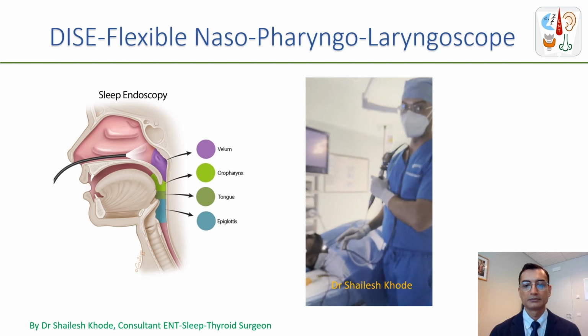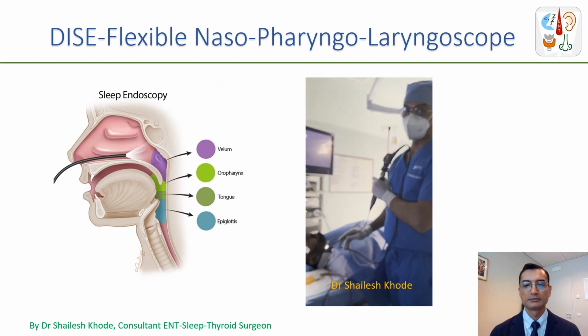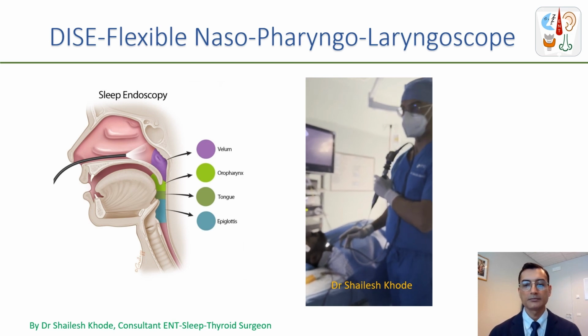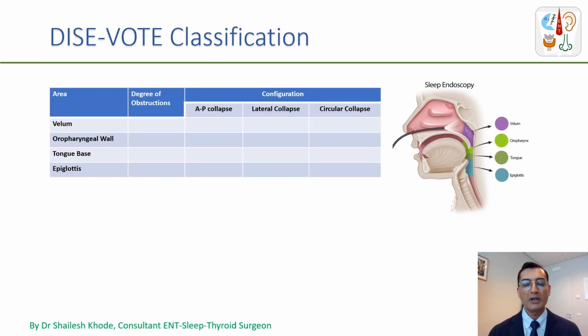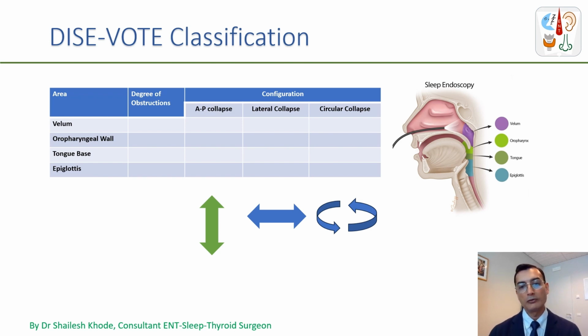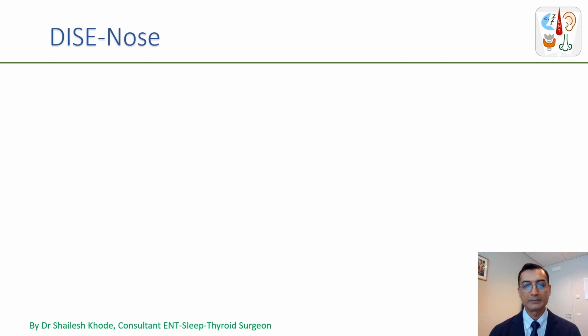One is in the supine position, then a small jaw thrust, and then we turn the patient to the right side or the left side, depending on the collapsibility and dynamism of the upper airway. For the documentation, we use the VOTE classification, and as per the collapsibility, we mention it. Is it an anteroposterior, lateral, or concentric collapse? And we grade the degree of obstruction as no obstruction, partial, or complete obstruction.